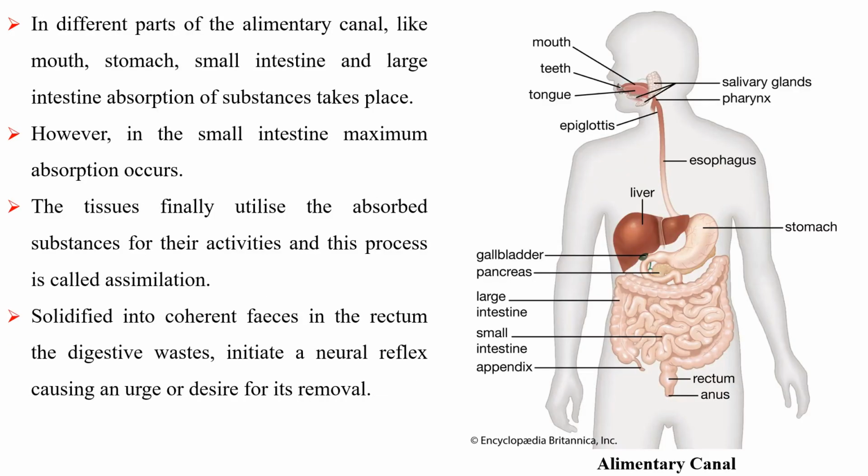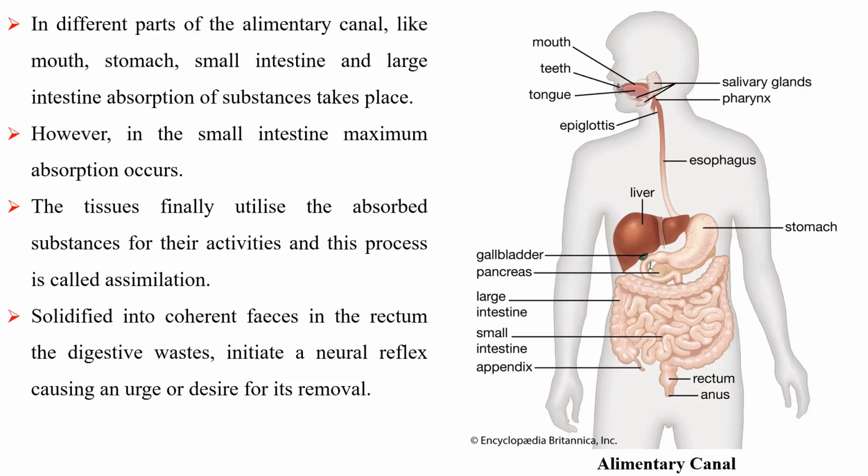In different parts of the alimentary canal like the mouth, stomach, small intestine and large intestine, absorption of substances takes place. However, in the small intestine, maximum absorption occurs. The tissues finally utilize the absorbed substances for their activities, and this process is called assimilation.